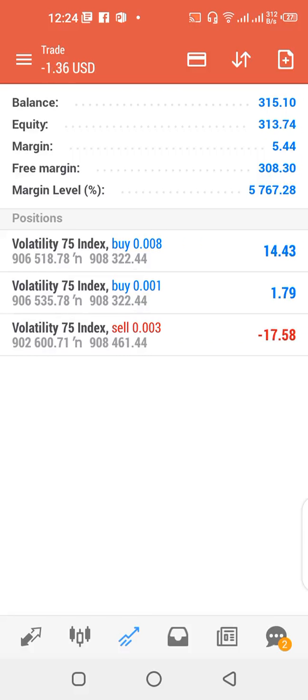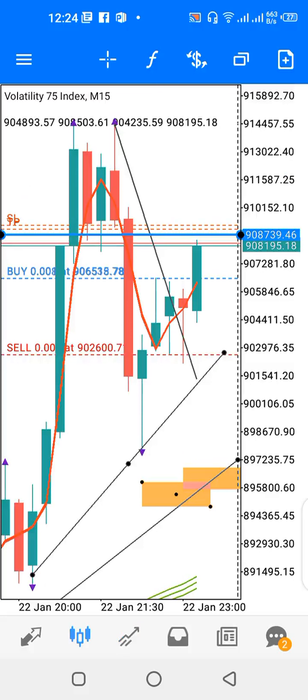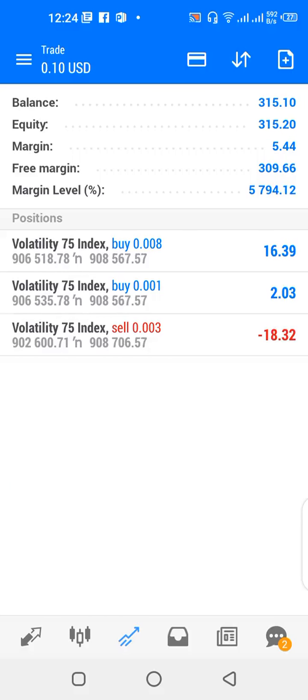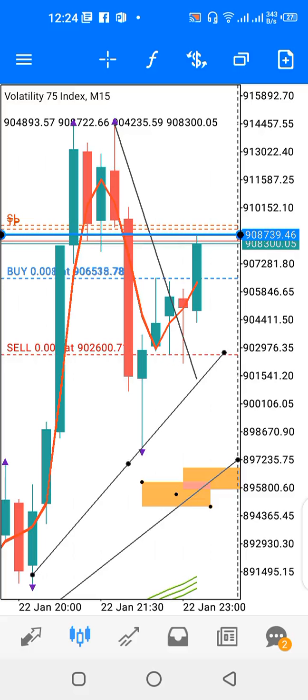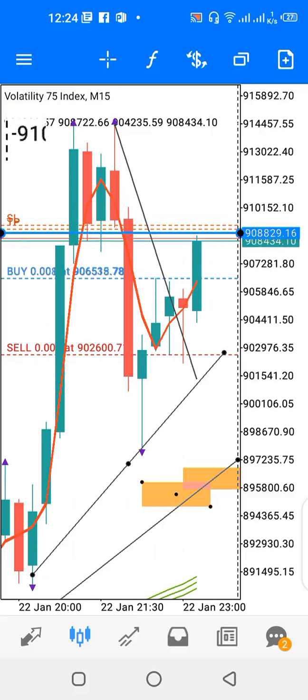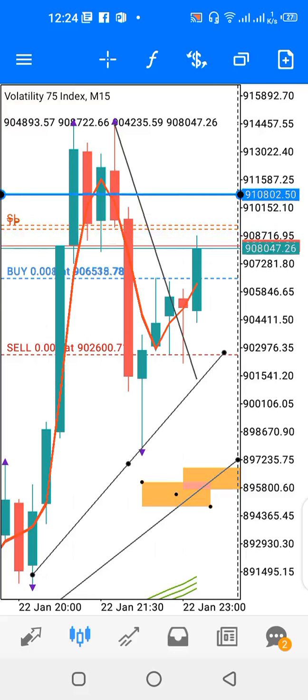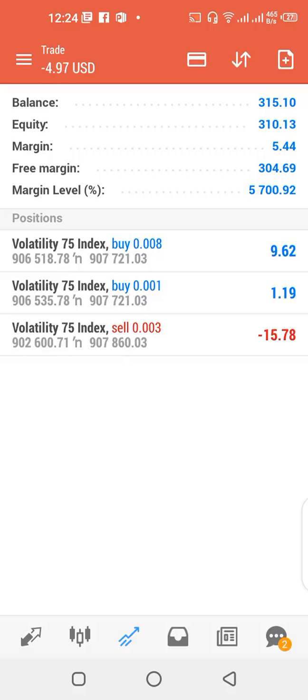Okay, we're now at break even. You can see we are now at break even, and then we start moving into profit as price gets closer to my TP. If price touches my TP and triggers my TP, I'll close with a profit. My current balance is 315.10. I may close with some profit as much as $3. My balance may get up to 318 or 317 thereabouts.